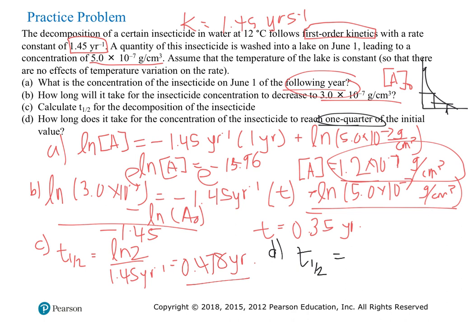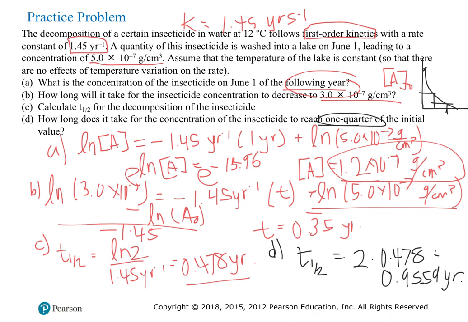So we could do just 2 times what we found earlier, and that will give us 0.9559 years.